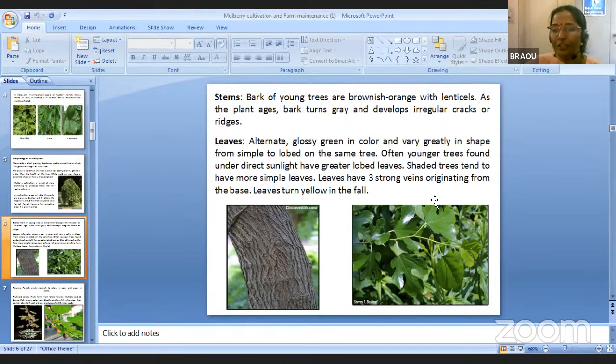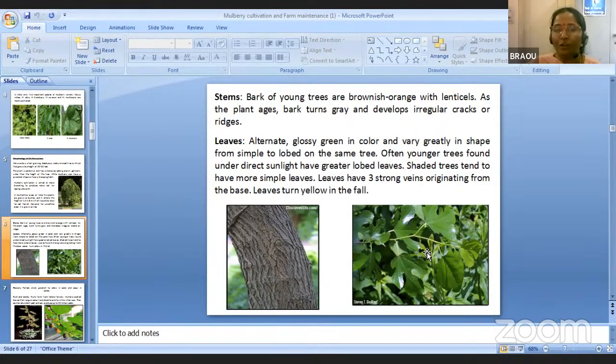When you're talking about the leaves, if you can see the leaves over here, you can see lobed structures almost like that of grape leaves. Alternate, they are growing alternately. So if you have a leaf on one side, then they alternate on the other side. It's not opposite. That's called alternate. Glossy, if you can see the shine on the leaves, they're glossy green in color and they vary greatly in shape, from simple to lobed. The simple one we just saw in the multicolors resembled hibiscus leaves. But here, sometimes you can see they have lobed leaves.